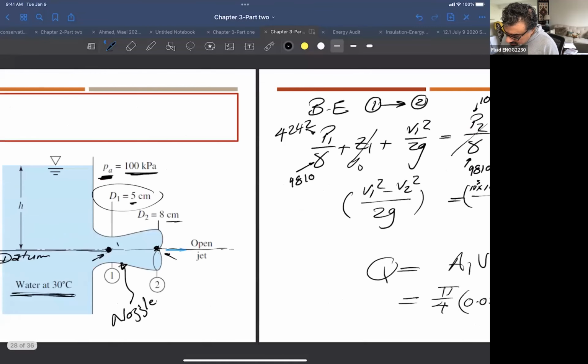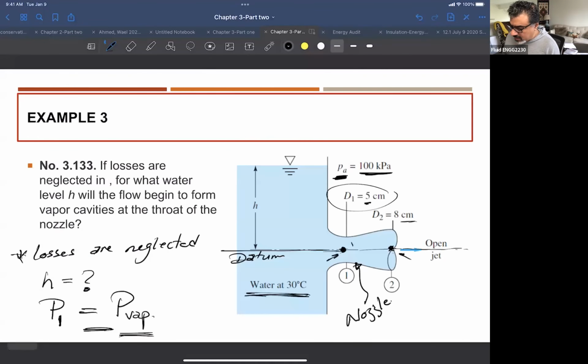Okay, go back here. Which two points can I put in order to find out H? B1 was P vapor because it's given in the problem. The problem is telling you to find H at the condition where the liquid starts to evaporate, forming a vapor cavity.